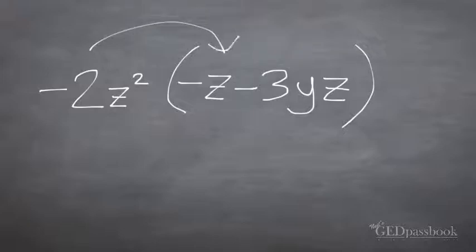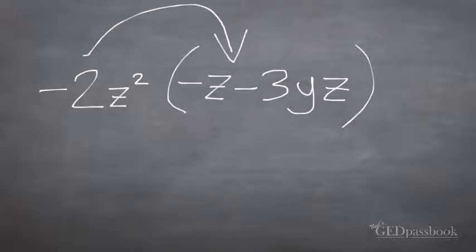But don't just do arrows. I always see students do arrows, and then they go finding the answers. Do it step by step. What is negative 2z squared times negative z? You do the answer first.